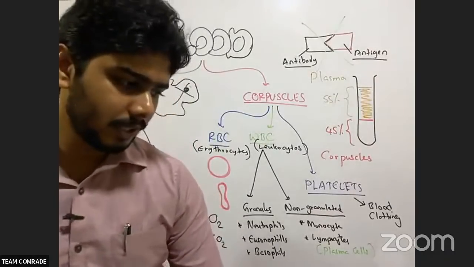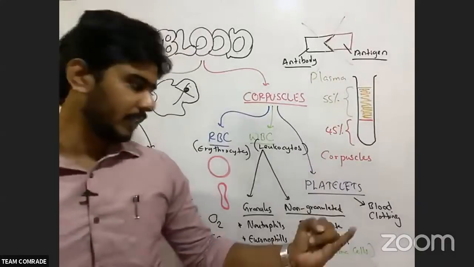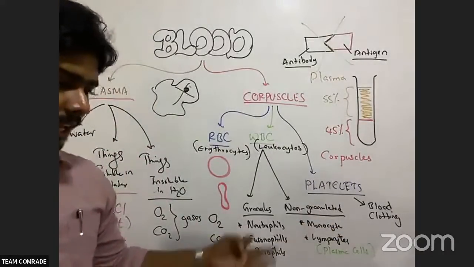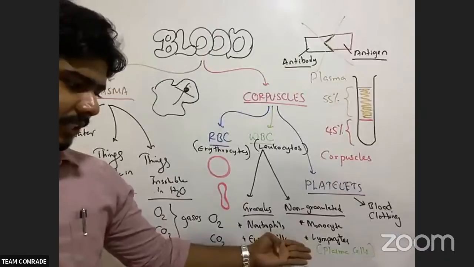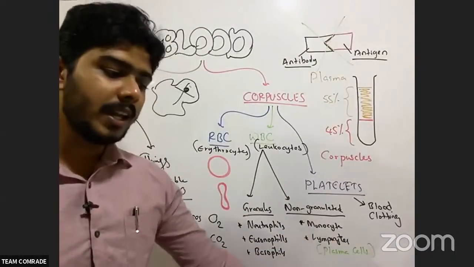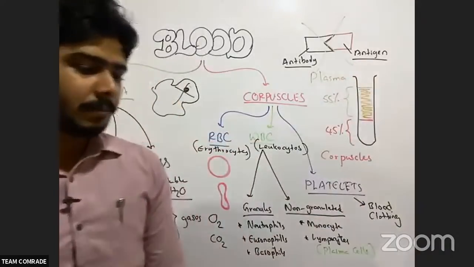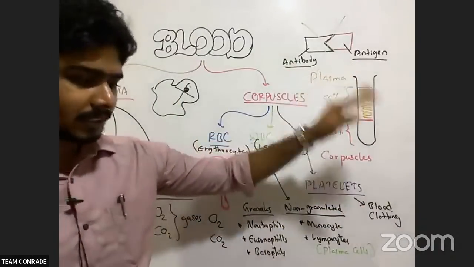Okay, hemoglobin is a protein. White blood cells are categorized into neutrophils, as I told, eosinophils, basophils, then monocytes and lymphocytes, which we call plasma cells. They defend the body by destroying pathogens, or what we call antigens, and producing antibodies.